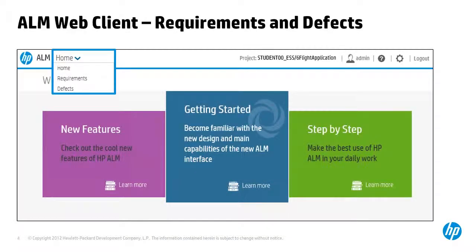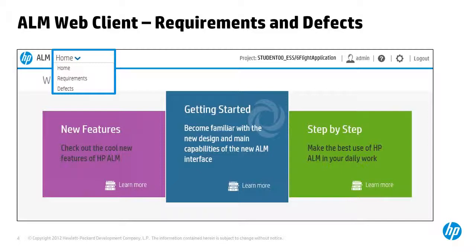So this is the splash screen you're presented with when you launch the ALM web client. It is a very simple home screen that gives you 3 major links in the middle. The first being new features. You can check out the cool new features, getting started, becoming familiar with new design and new capabilities, and a step-by-step of how to make best use of HPALM in your daily work.